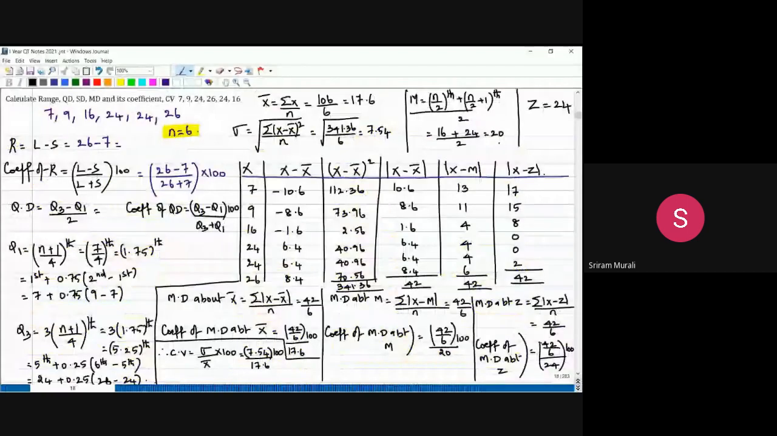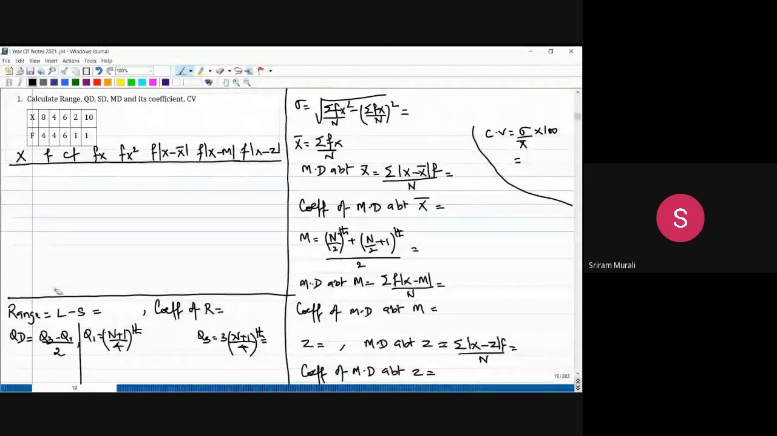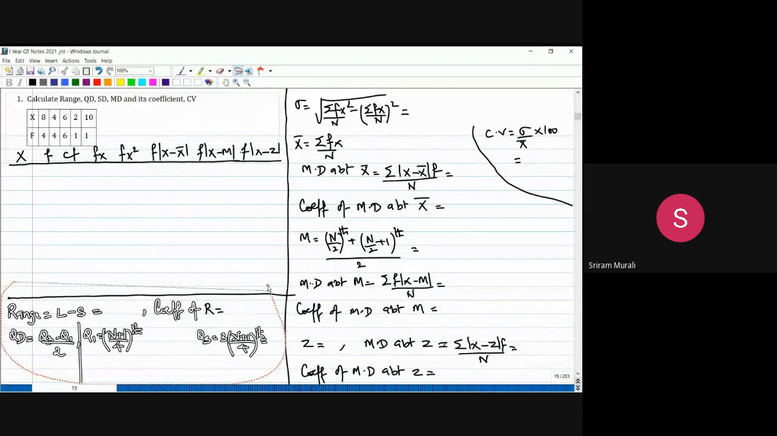We discussed how to compute the range and QD for individual series. Now today we want to discuss for raw data, I mean discrete data. So first, what I want you to do is write the data in ascending order. Write the data in ascending order, then I shall come one by one.